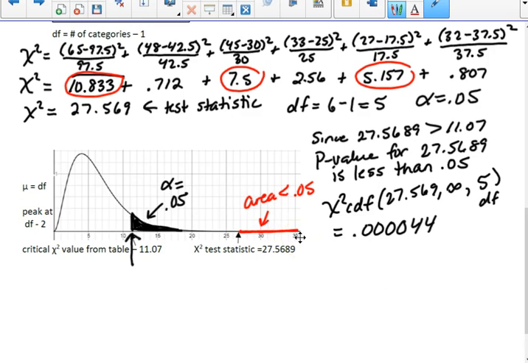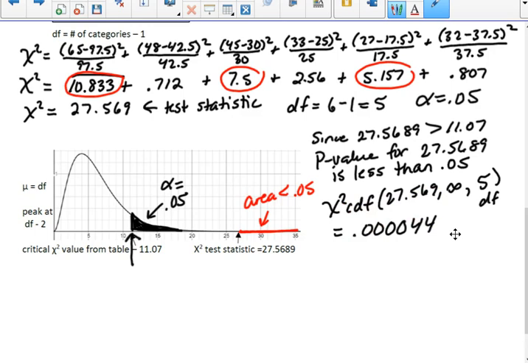Now, how can we find that value? I can do what's called a chi-squared CDF. It's in the same place where you'd find normal CDF on your calculator, but you put in your chi-squared test statistic, infinity, and 5 degrees of freedom, and I got a very, very small p-value, which is definitely what we would expect. So we can say since 27.5689, which is the exact value of this, is greater than 11.07, the p-value for that chi-squared test statistic is going to be clearly less than 5%, and then we can calculate it this way.